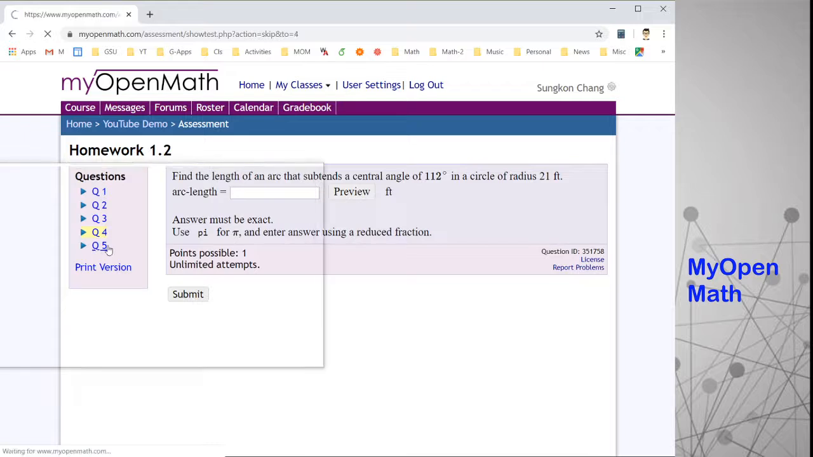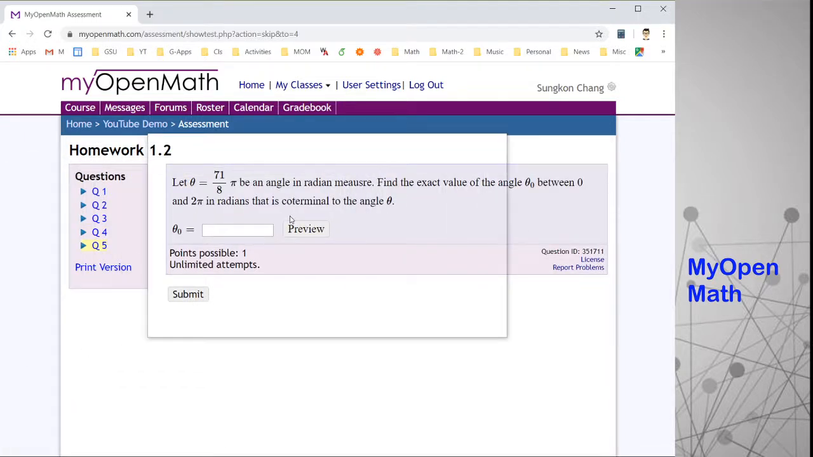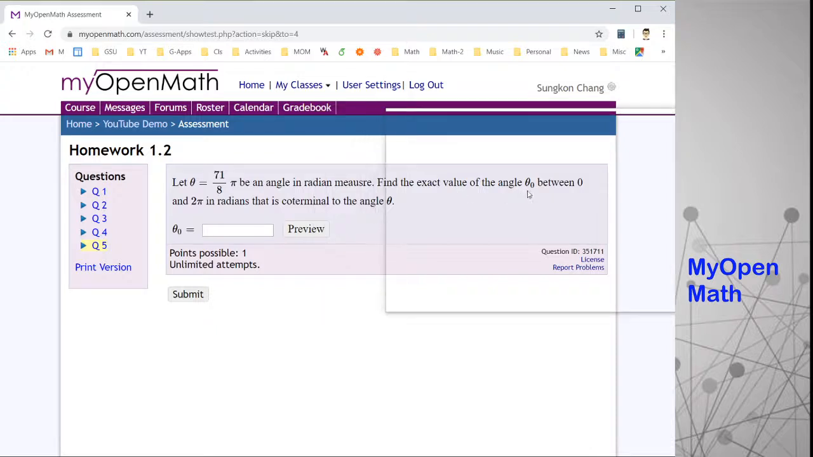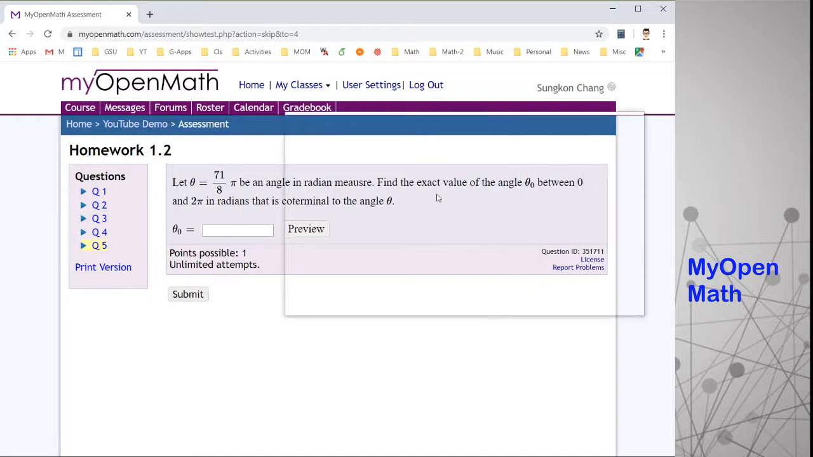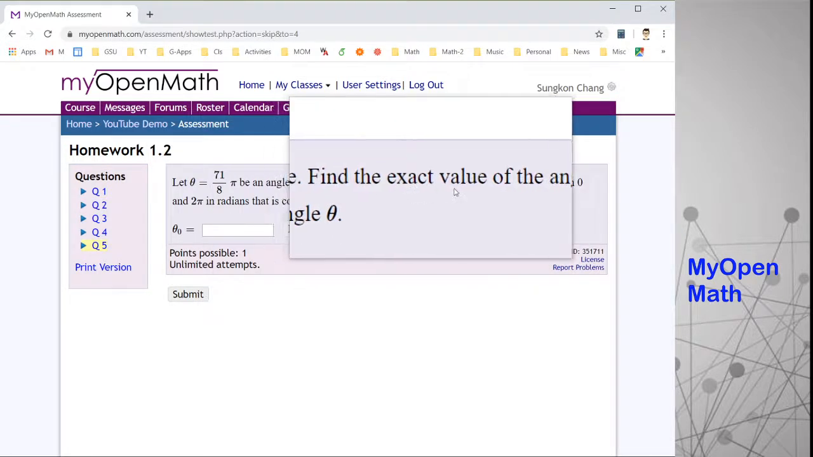Next question, it's similar, but it involves slightly different coding, so I included it here in this video. An angle is given. We want to find the exact value of the angle theta 0 that is coterminal to the angle, but it must be between 0 and 2 pi. So the key thing here is, again, its exact value.